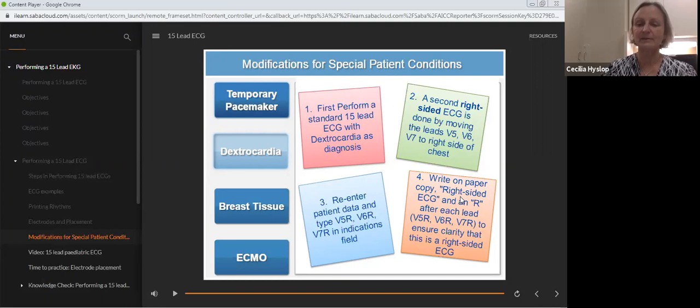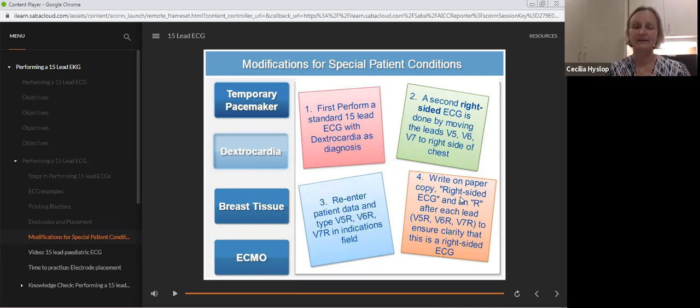And on the printed copy, we would write right-sided ECG, and we would put an R beside V5R, V6R, and V7R. Now what we do is actually reverse all of the electrodes. So V1, which would have been on the right sternal border, fourth intercostal space, will now move across to the other side of the chest.